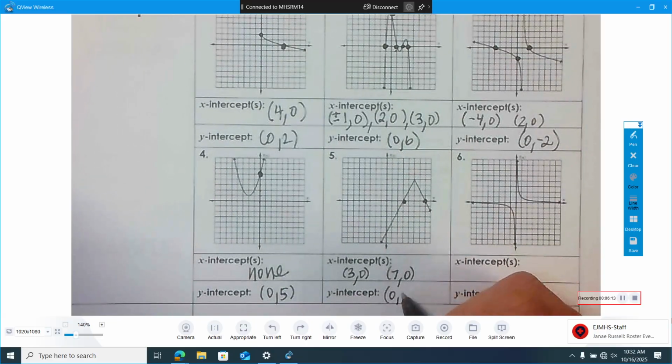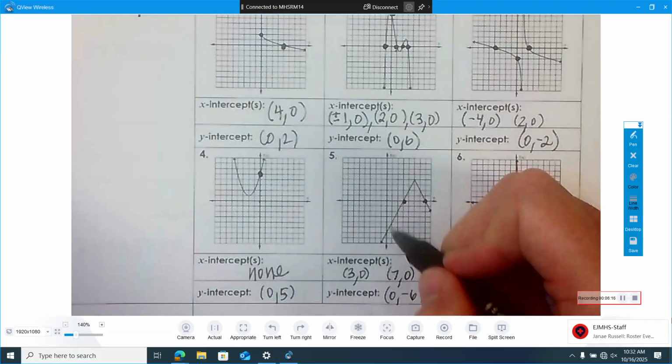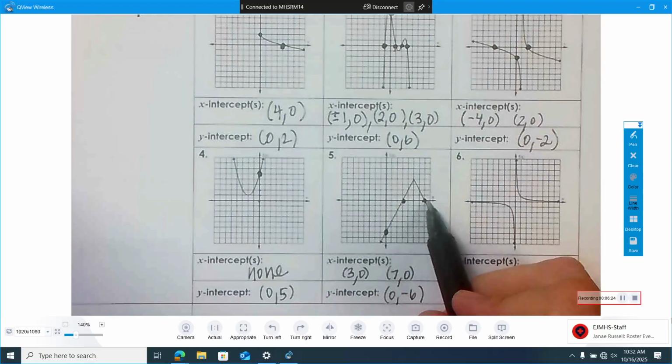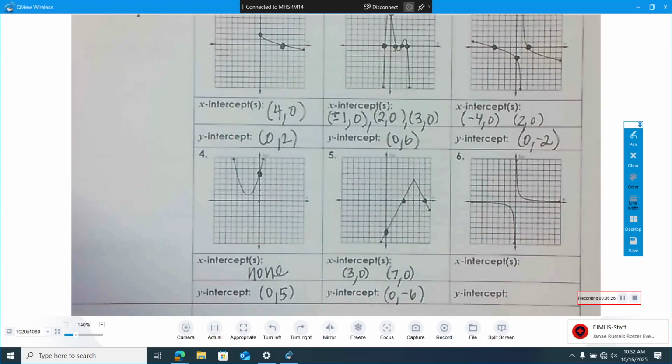Y-intercept is 0, negative 6. Beautiful. Y-intercept right here, 0, negative 6. These are 8 by 8 grids. I just figured that out. Knowing 8, that would be 7. Okay. A little easier. Ooh, interesting.